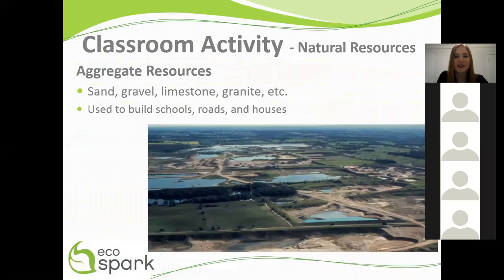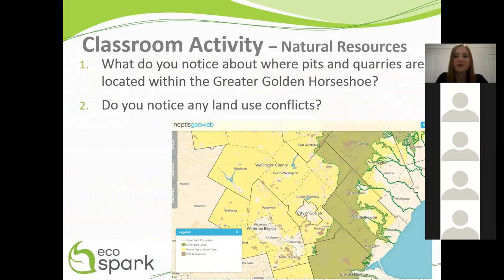Another idea, as I mentioned earlier, is to talk about natural resources. This is really popular with a lot of students. You can look at pits and quarries and the aggregate resources taken from them in your community, things like sand, gravel, limestone. These are used to build roads and schools, and they're often right within our own communities or in surrounding communities, within agricultural land or the Greenbelt. So you can look at where they are within your community and maybe some of the conflicts that this causes.